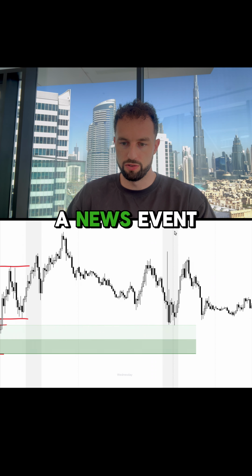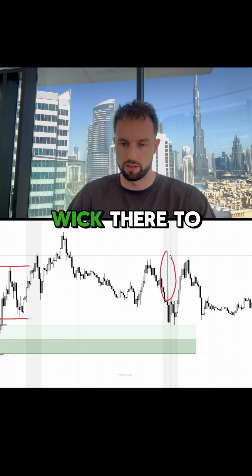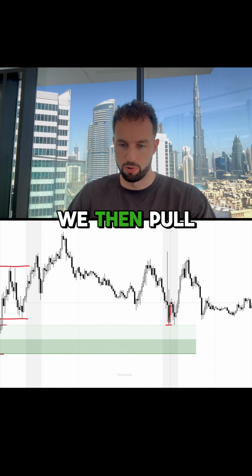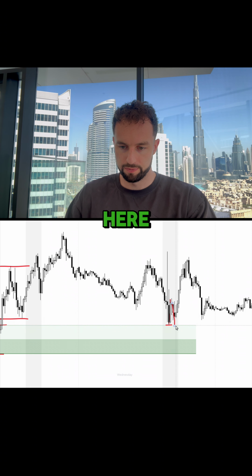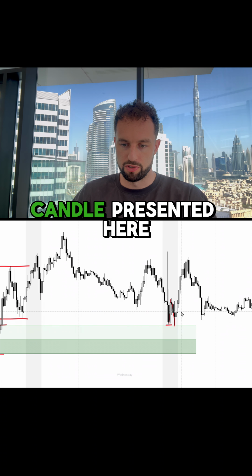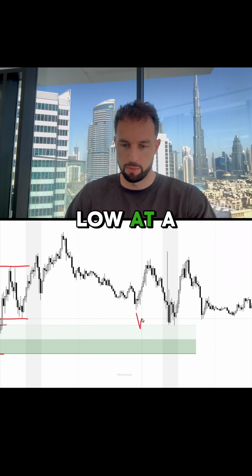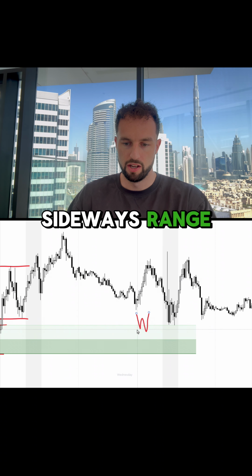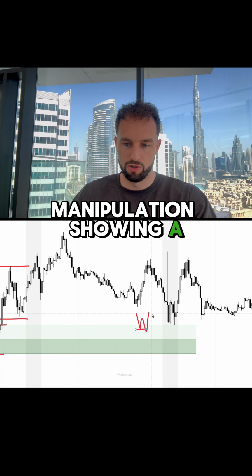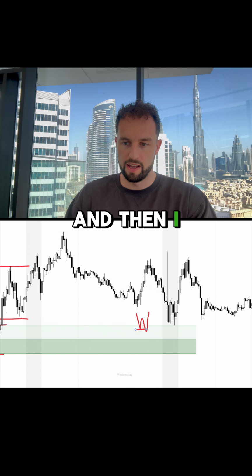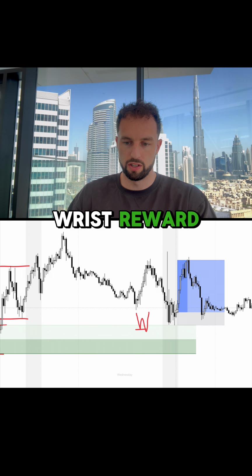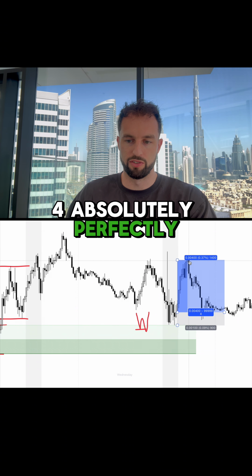This is after a news event here where we get a very strong wick there to the downside. We initiate down, we create the low, we then pull back, we run below that low here, and then I get my entry candle presented here. That's a fractal low at a point of mitigation, again, where we anticipate a turning point from a previous sideways range, manipulation, showing a move in the opposite direction, and then I enter on a candle close here, looking for my 1 to 4 risk to reward, and this tapped my 1 to 4 absolutely perfectly here to the upside as well.